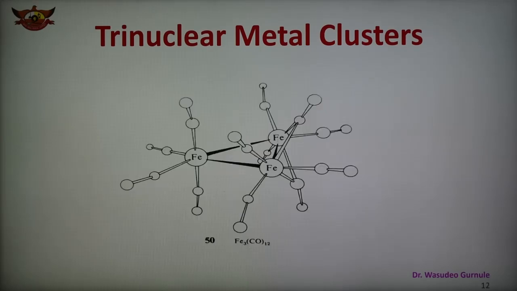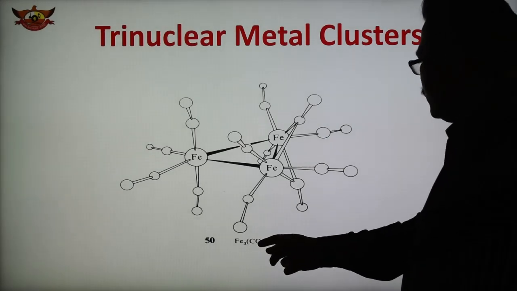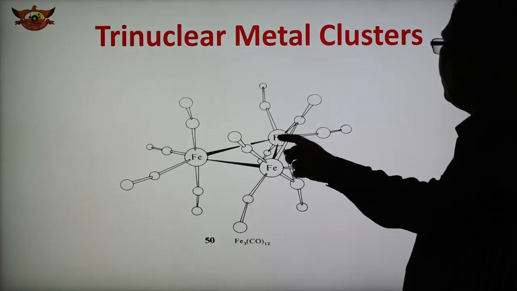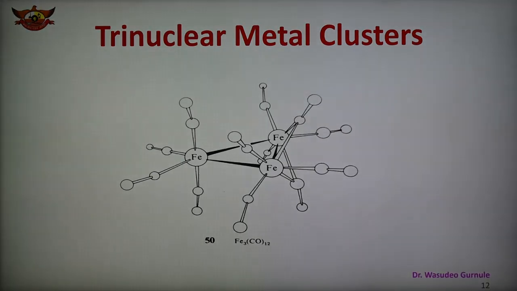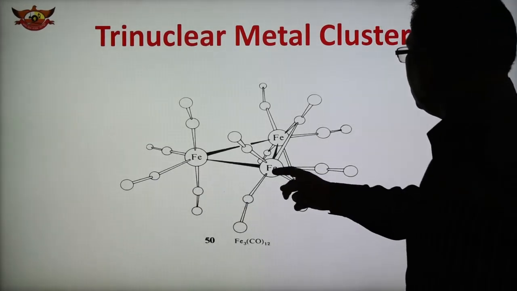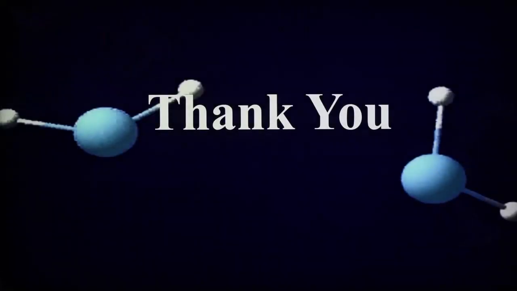Another example is shown here, that is Fe3(CO)12. This is the carbonyl cluster. Fe3, 1, 2, 3 are the Fe, and each has 4 carbonyl groups, which are shown here in this way. Here Fe has 1, 2, 3, 4. In the similar way, this Fe and this Fe also have 4. So this is another structure of a carbonyl compound showing a trinuclear metal cluster.